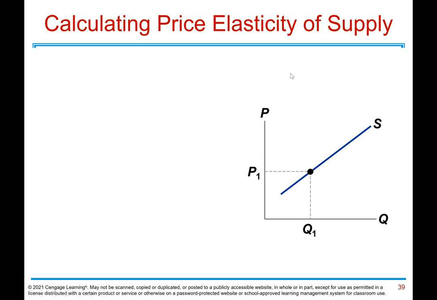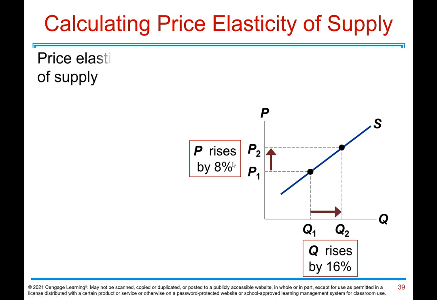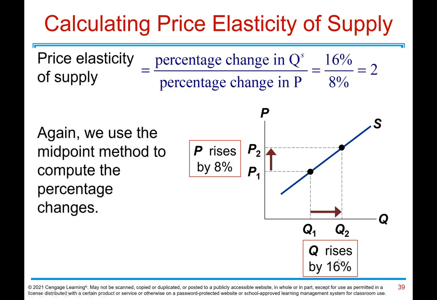Calculating price elasticity of supply. There's a supply curve, and if price rises by 8% and quantity supplied rises by 16%, price elasticity of supply is percentage change in quantity supplied divided by percentage change in price, and that is 16% divided by 8%, which is 2. Again, we use the midpoint method to compute the percentage changes.